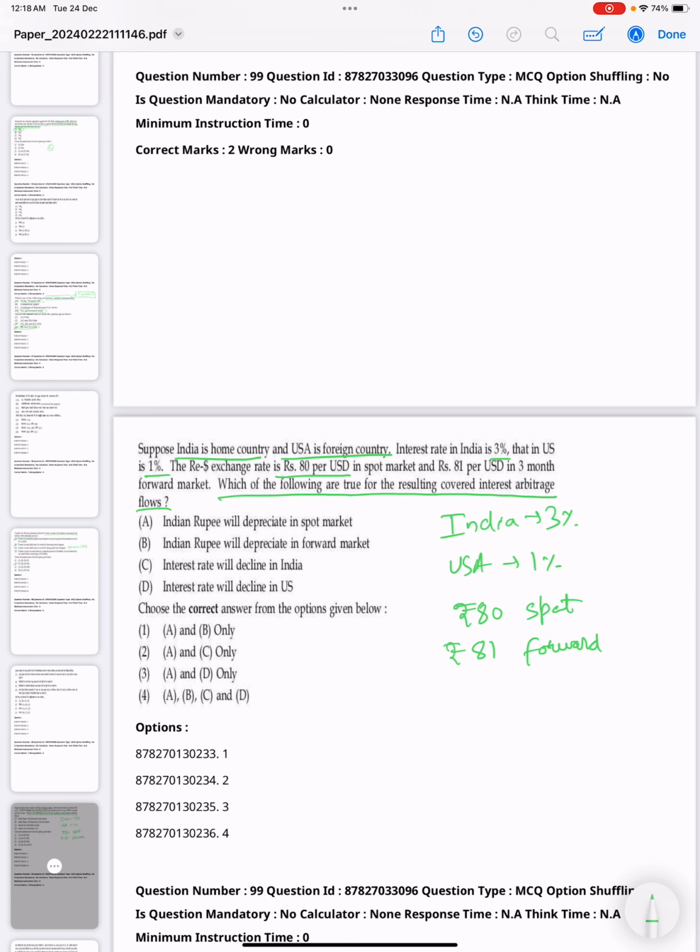So first thing, the Indian rupee will depreciate in the spot market. Because there's a 2% difference here, it is expected that the Indian rupee would depreciate. Indian rupee will depreciate in the forward market. So A was already right. Now, interest rate will decline in US. If the interest rate declines in US, the interest rate gap would widen more. So eventually either the interest rate in US should rise or the interest rate in India should fall. So interest rate will decline in India. So we have C as well. And D is cancelled out. So we are left with A and C.